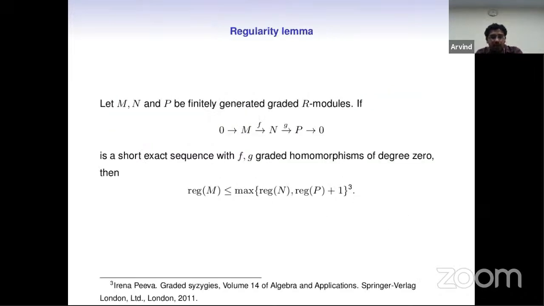Now we recall the regularity lemma, which will be used several times in this talk. Let M, N and P be finitely generated graded R-modules, and suppose we have a short exact sequence 0 to M to N to P to 0 with f and g graded homomorphisms of degree 0. Then the regularity of M is less than or equal to the maximum of the regularity of N and the regularity of P plus 1. The standard reference for this is a book by Irena Peeva. This regularity lemma can be obtained by taking the long exact sequence of Tor corresponding to this short exact sequence.